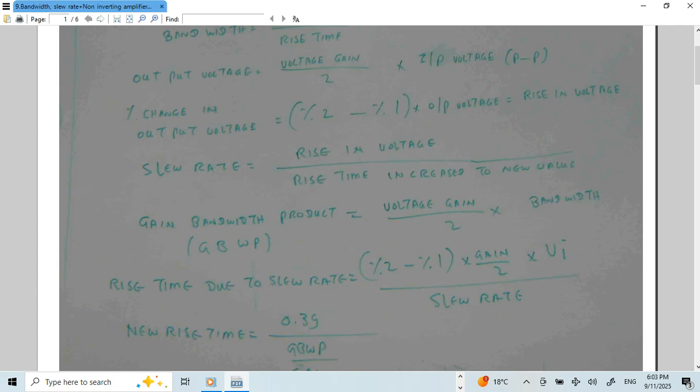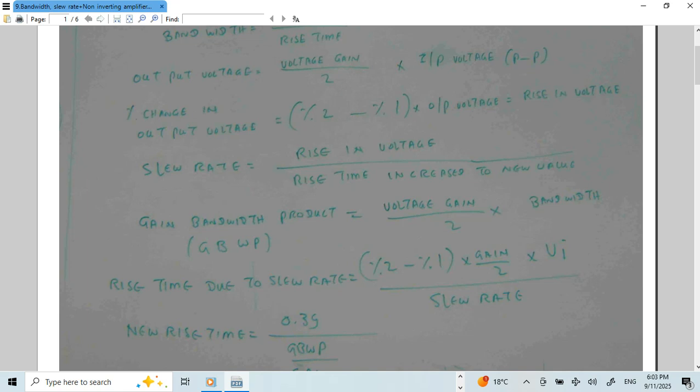In this case, the bandwidth is 0.35 by the rise time. For the output voltage, any change in the input voltage can affect the output voltage. So the input voltage percentage change affects the output voltage. We can also calculate the slew rate change. The slew rate is the rise in the voltage divided by the rise time increased to the new value. This is the slew rate we can calculate.